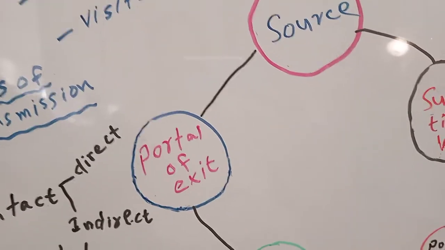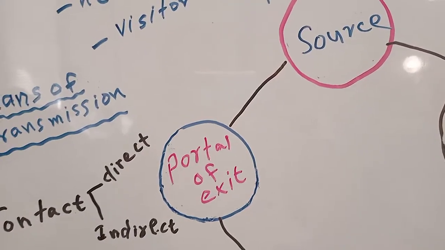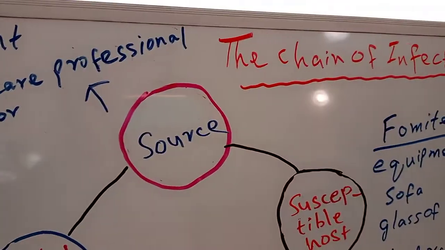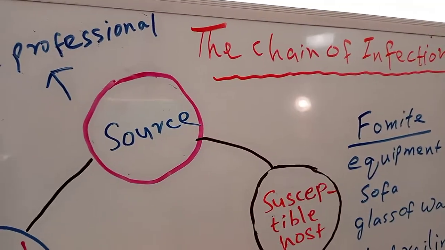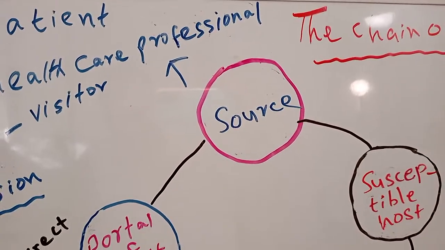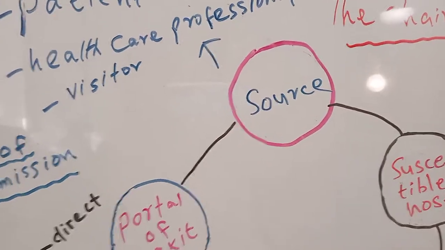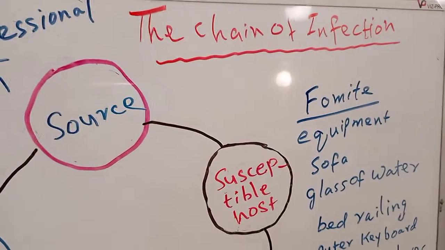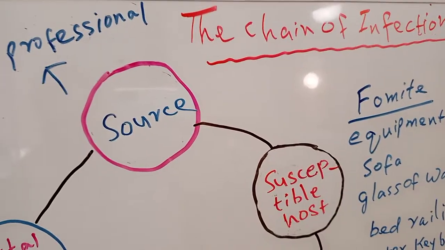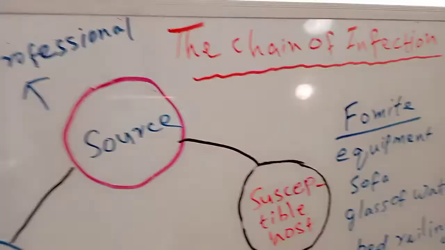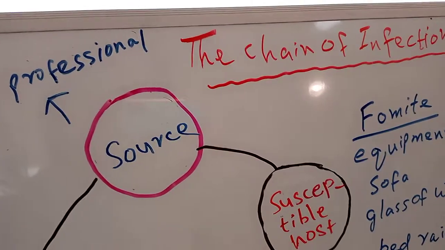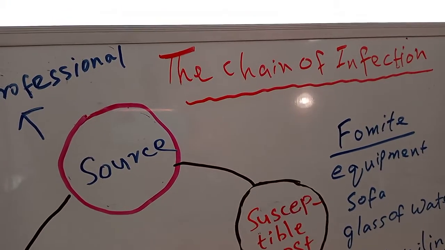The source can be an infected person or a fomite, which is an infected object, such as equipment or supplies. It may be contaminated food or water. The susceptible host may be a patient, a healthcare professional, or a visitor. Microorganisms can be transmitted by contact, either direct or indirect, by droplet, or by airborne route. The mode of transmission can be needle puncture or airborne droplet.